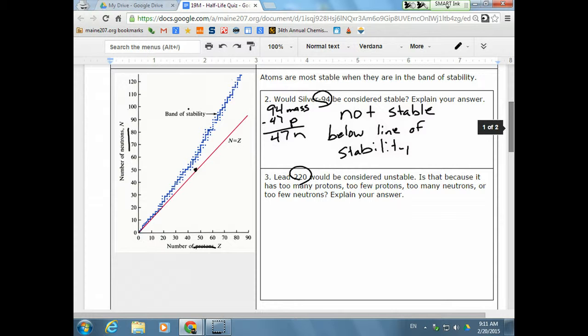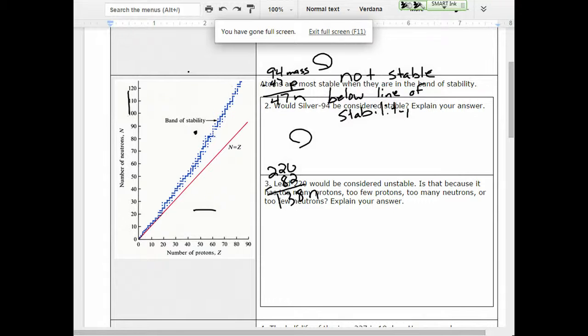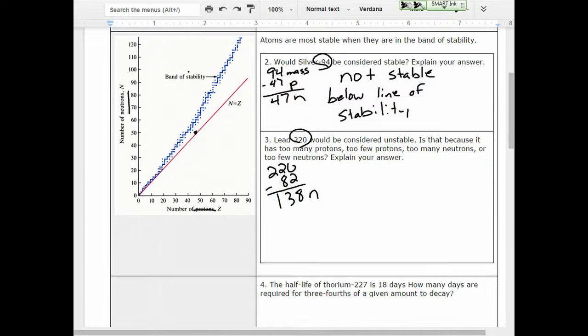For number 3, same thing, lead 220 is the mass. Lead has 82 protons, so 138 neutrons. That's not even on this graph, but it would be way up. Let me get full screen. Sorry about that. Alright, so we'd be talking way up here, probably actually even higher than that, to get to 138. So we already know it's unstable.